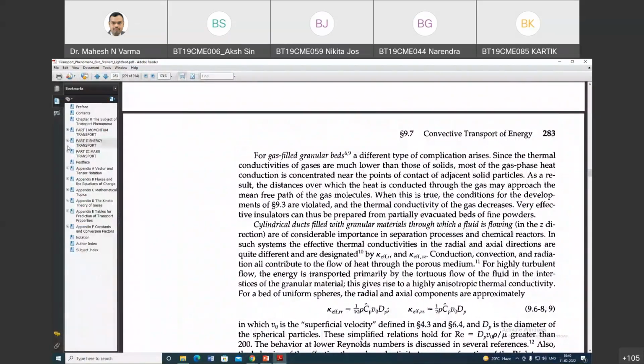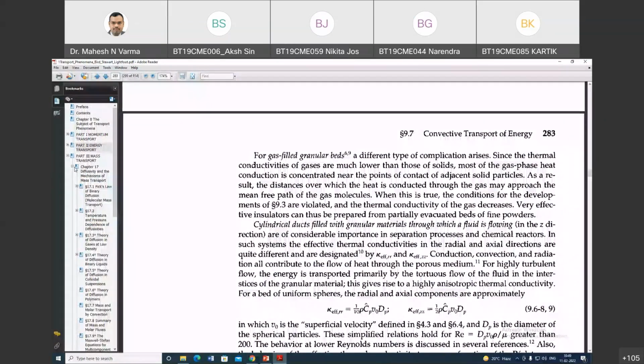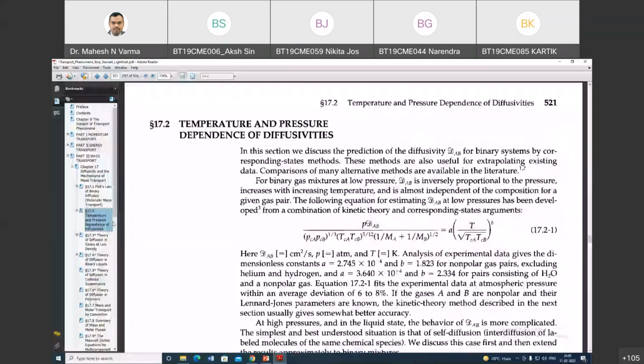Now you come down here in mass transfer. So in chapter number 17, pressure and temperature dependence of viscosity. This I am leaving to you. Okay, you need to study this part. Actually, this will be repetitive again.